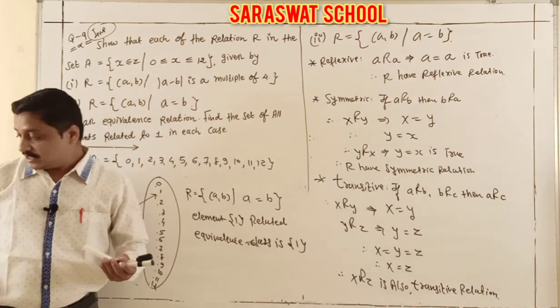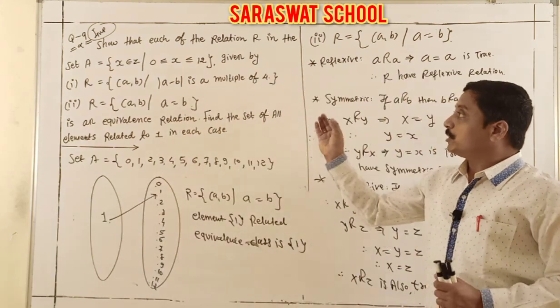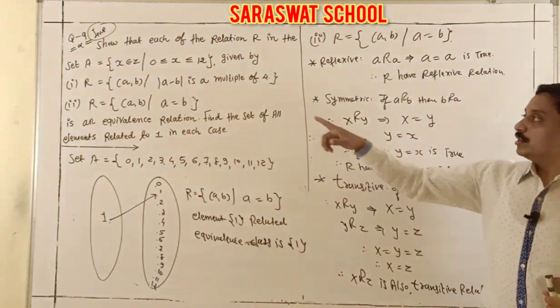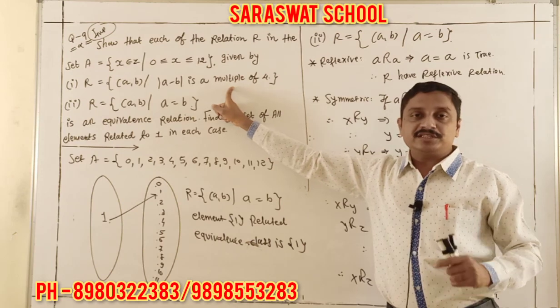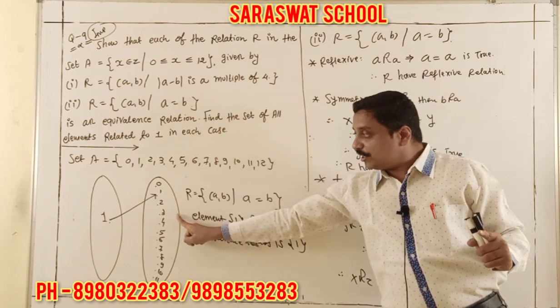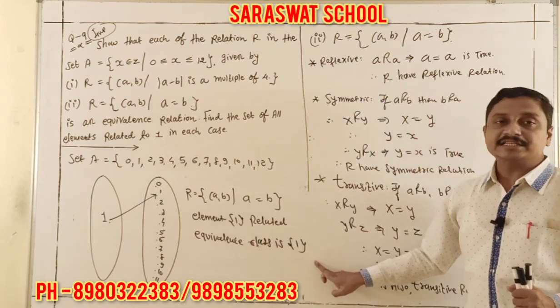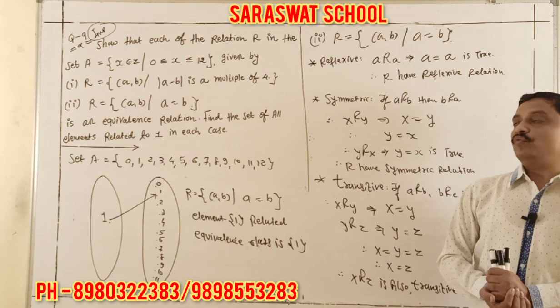And finally students, this numerical is done. Question number 9 is an important question. In the first one, related to multiples of 4, the different answer comes with elements 1, 5, 9, and in the second one, only related to 1. So that's why, students, the equivalence class is only 1.